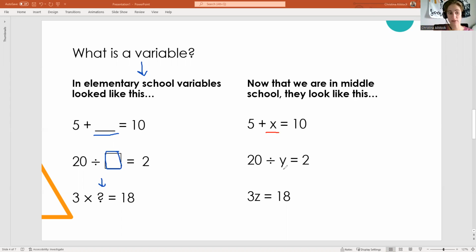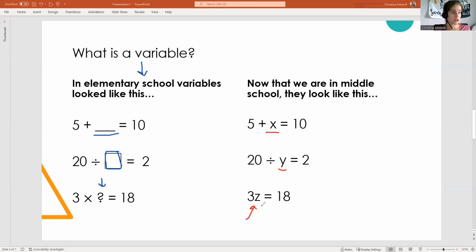And then 20 divided by Y equals 2. 20 divided by something equals 2. And then 3Z, and remember that means multiplication. When you have a number and a variable side by side smushed together like that, that means they're being multiplied. So 3 times something equals 18.